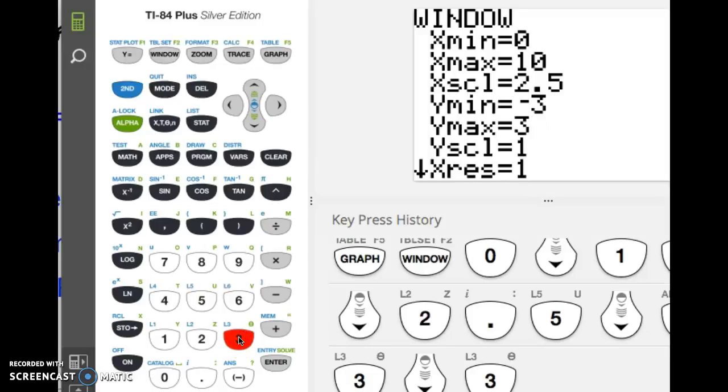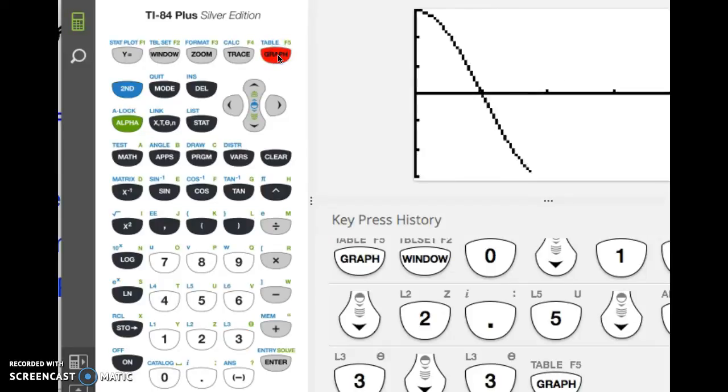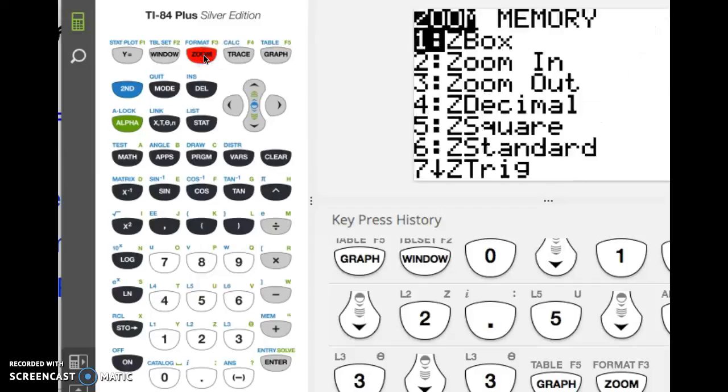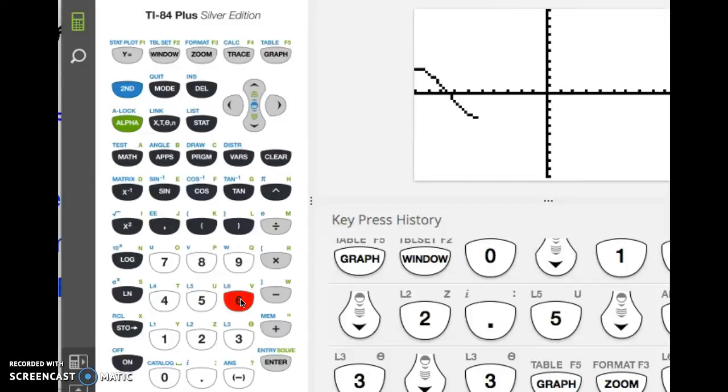Okay, so if I fill those in and I hit graph, it should be the same picture that I just tried to draw. It should fill in the same picture, which it does, and that's an easy way to check your answer. When you're done, if you want to get your window back to the original setting, just hit zoom, and zoom standard, which is 6, and it will reset your window back to the original setting.